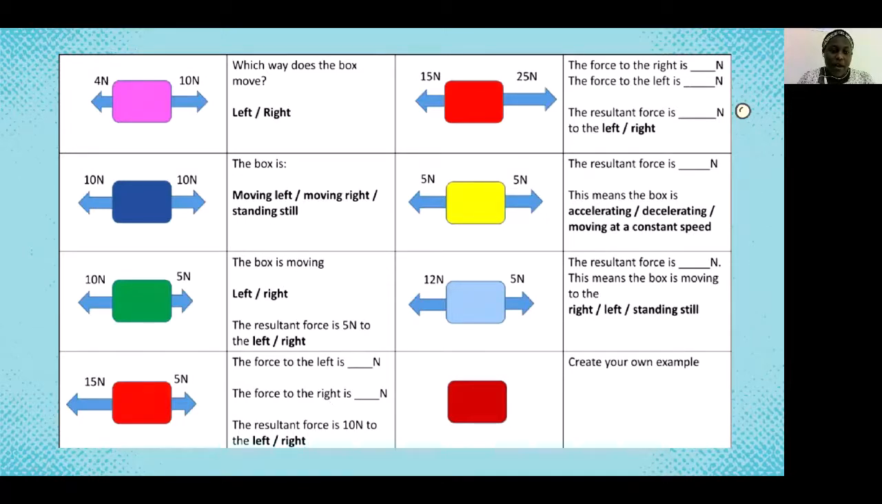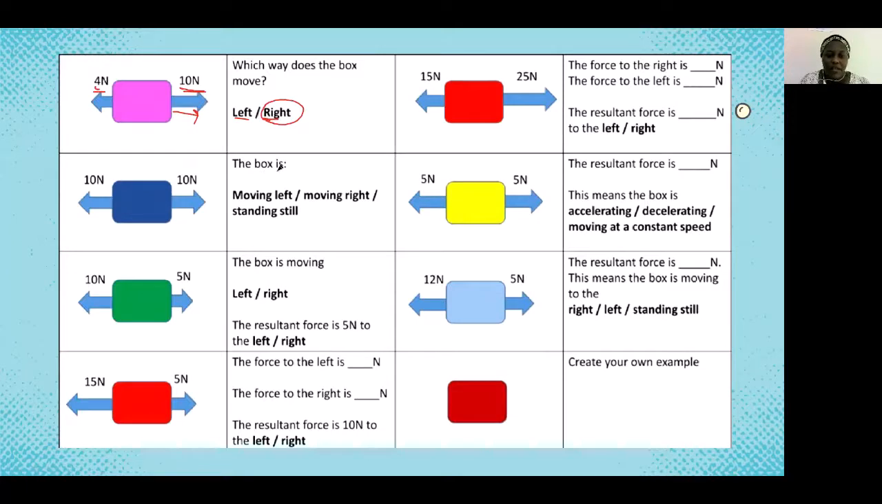Let's see. Now here we have 4 Newton to the left, 10 Newton to the right. Which way does the box move? Okay, students, will the box move to the left or right? Okay, very good. This box is supposed to move to the right because there is more force exerted towards the right than towards the left. So the box will move to where the force is much, and that is right. So this is the answer here.